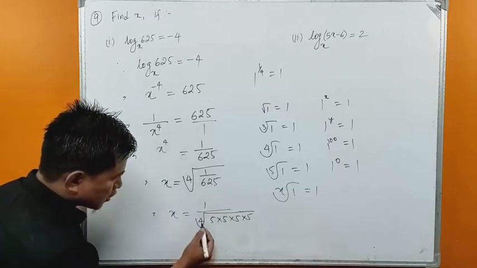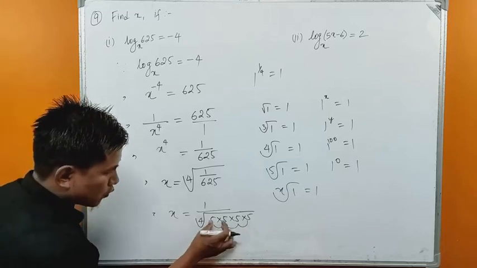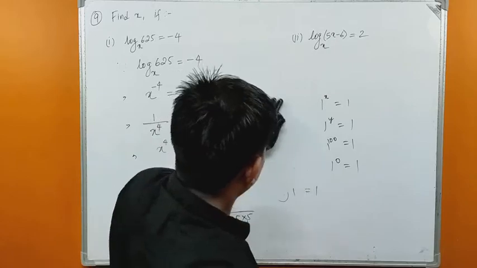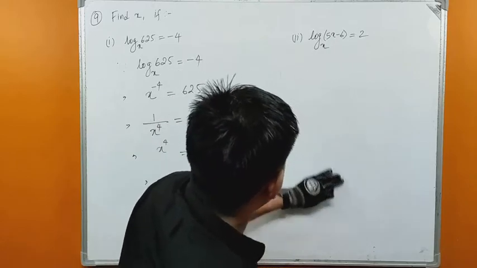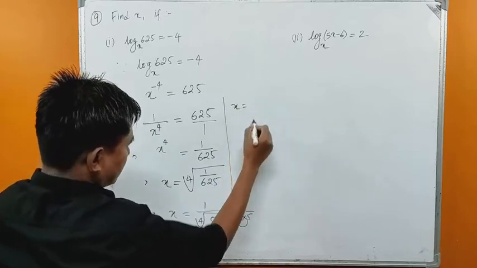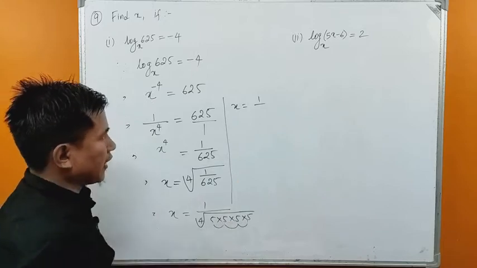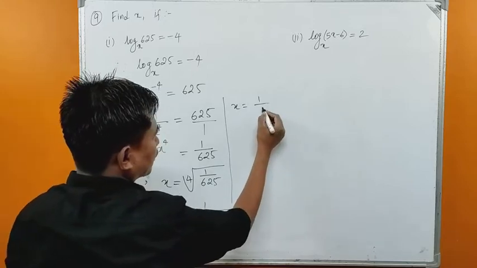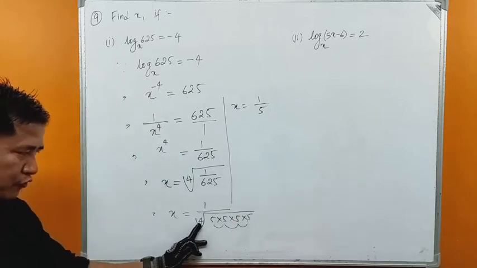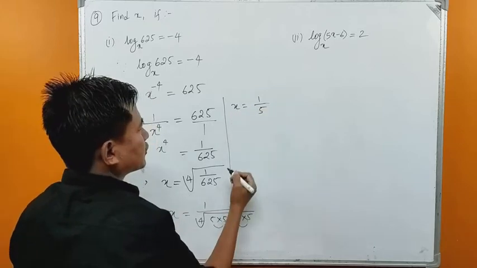So fourth root means we make fourth pairs. 4 pairs: 1, 2, 3, 4. Okay? And free from the root. I hope you are getting me. Now, x equals 1 upon, 1, 2, 3, 4 5s get free from the root, and only one 5 comes out of the root. Okay? Because it is the fourth root, isn't it? So x equals 1 upon 5. So this is the answer.